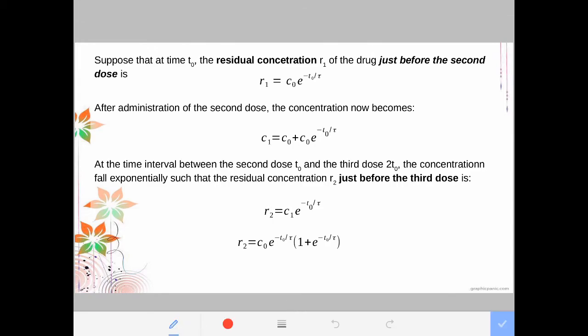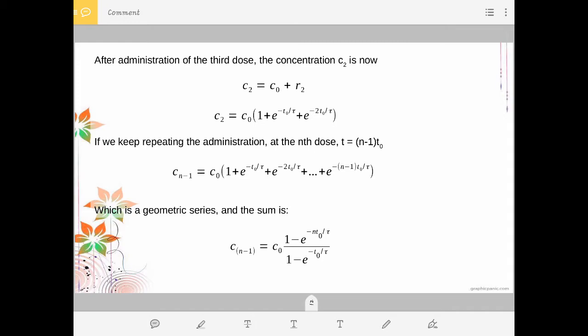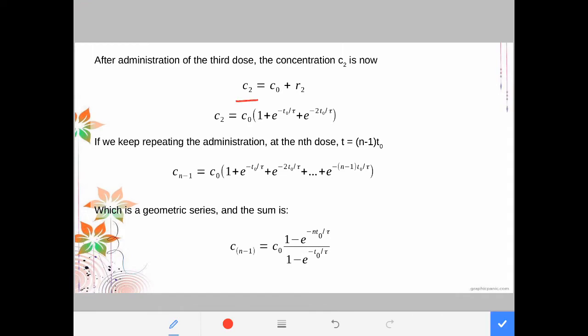Continuing on from before, if C0 is the concentration from the first dose, then C1 is the concentration after the second dose. Then we just apply the same model and we have R2. Or we can rewrite that, since C1 is this one, so if we substitute it, we get this function. That is the residual concentration just before the third dose. Now, when we administer the third dose, we have another one, C2.